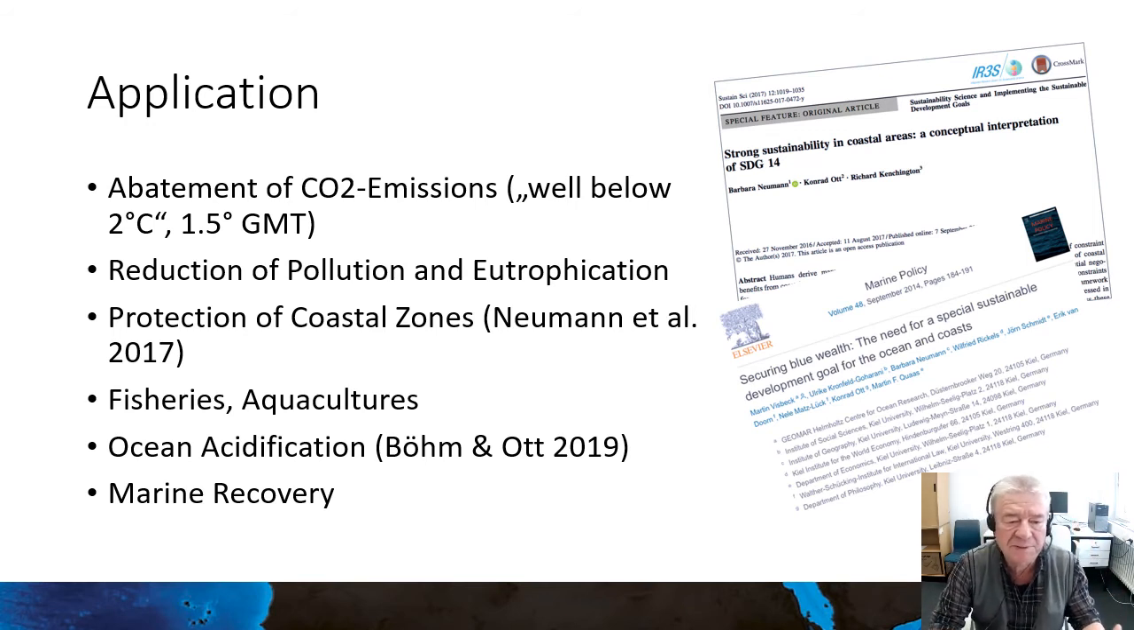Strong and aggressive abatement of CO2 emissions in order to stay well below 2 degrees global mean temperature, ideally 1.5 degrees. Aggressive and strong reduction of pollution and eutrophication. Protection of at least 10% of the world's coastal areas. Making fisheries and aquacultures truly, strongly sustainable. There's a bundle of literature about how to do this. Prevent and stop ocean acidification and go for marine recovery in marine protected areas and other sites, coral reefs and all the things, mangroves, salt marshes, and so on.